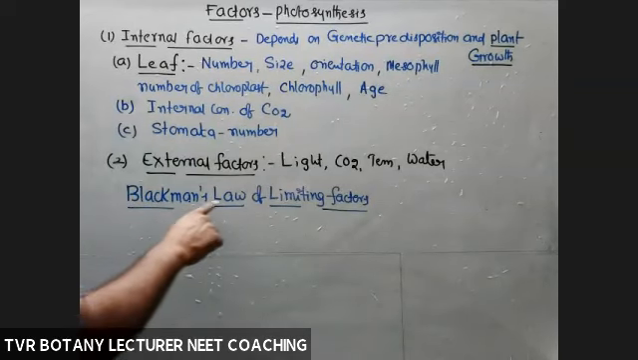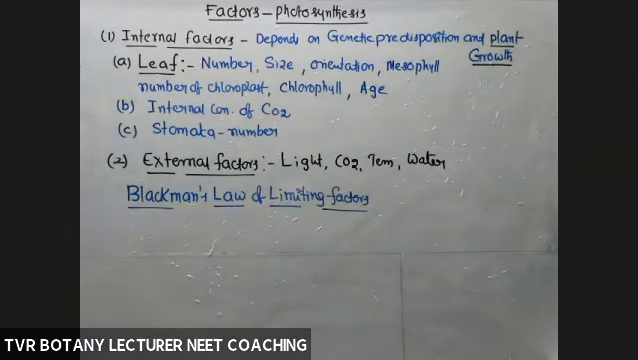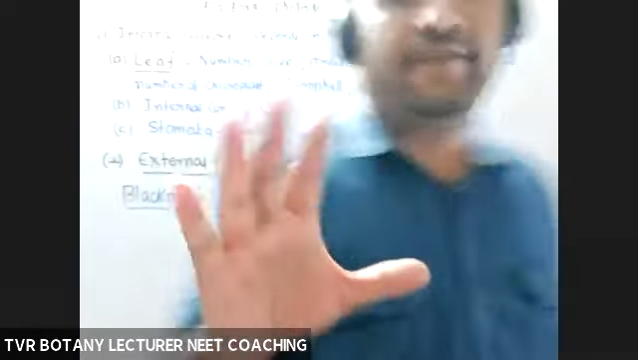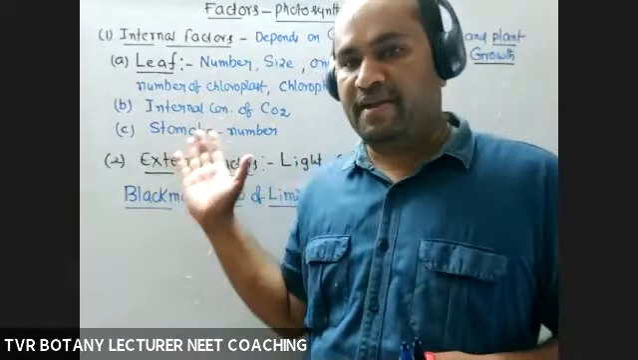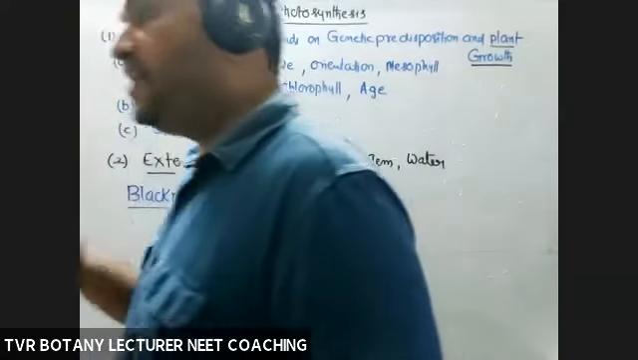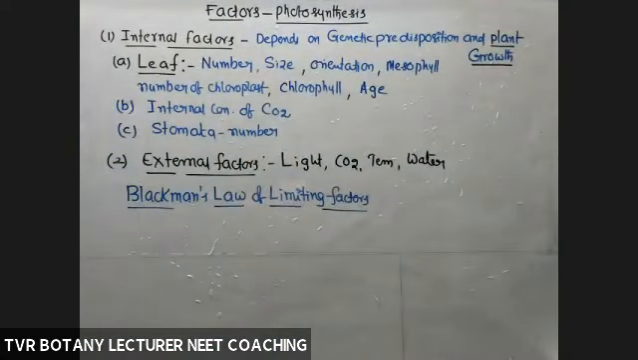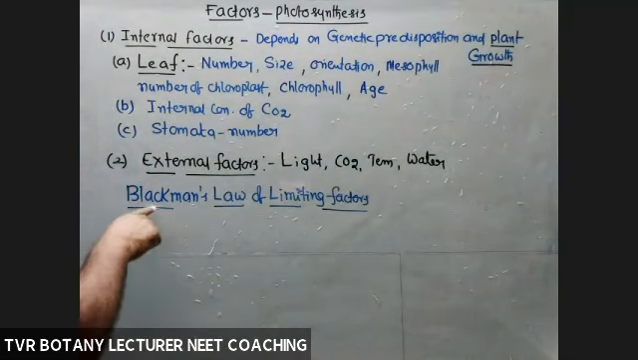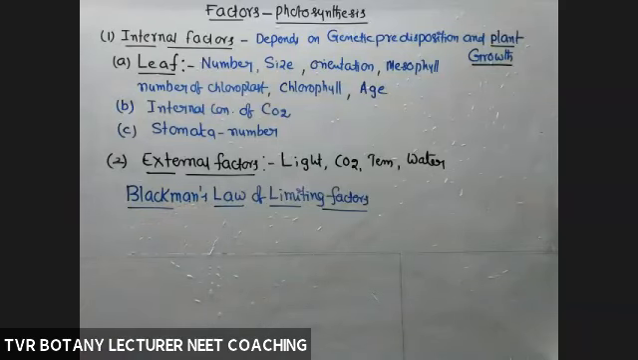Like that, according to Blackman's law of limiting factors, a biochemical process like photosynthesis is regulated by a number of separate factors. This law of limiting factors was based on Liebig's law of minima, a physicist's law, Liebig's law of minima. But that is in the case of physics. So biologically, we have to focus on Blackman's law of limiting factors.